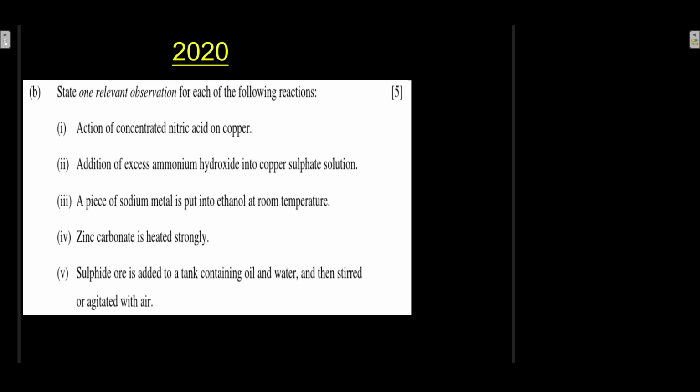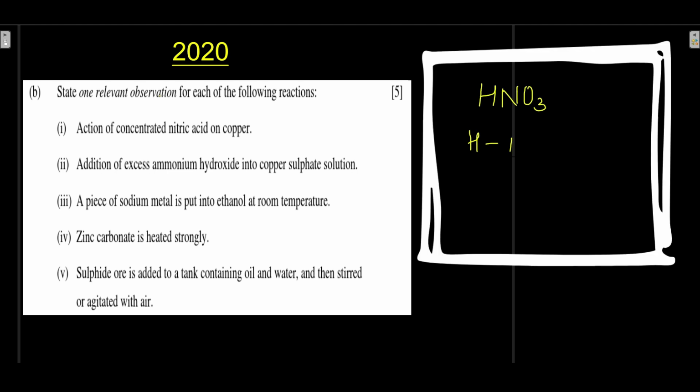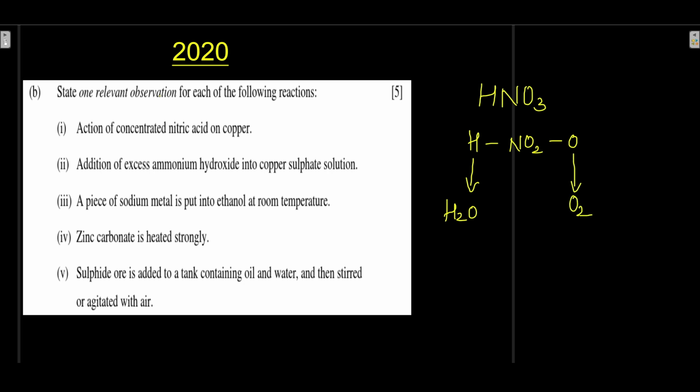2020 question paper. Action of concentrated nitric acid on copper. You have to write the observation, what happens. I will give you a tip here because this question will keep on repeating. When you take HNO3, you can write it like this, HNO2 and O. So from H you will get water, NO2 will be as such, from O you will get oxygen like this.